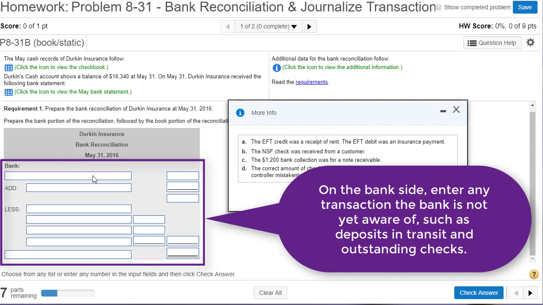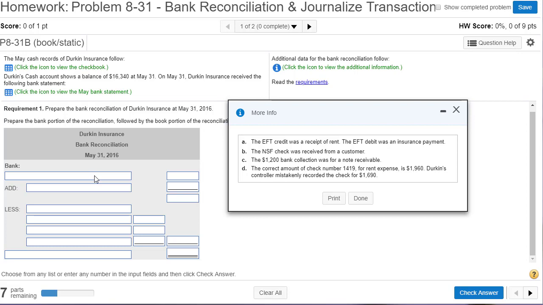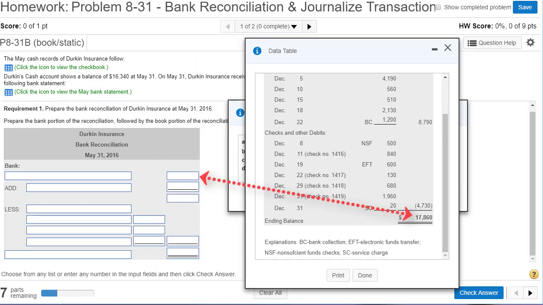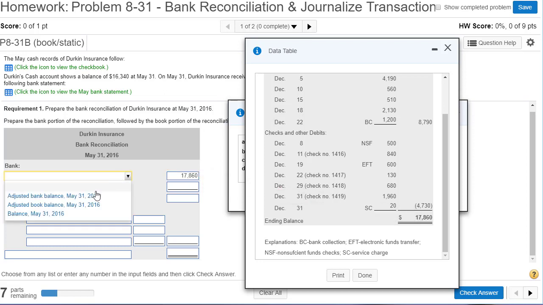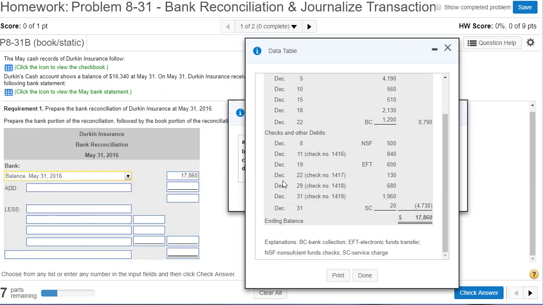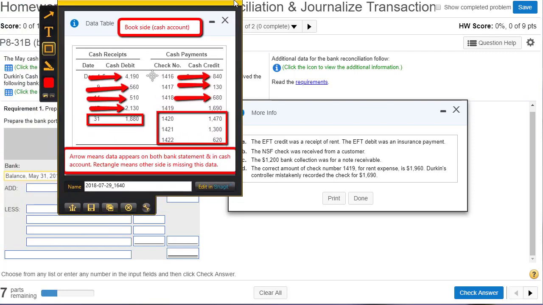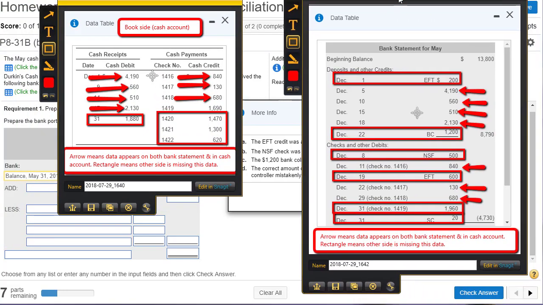But before we do that, we had to put in the balance. So let's see what the balance was on the bank statement. The balance was $17,860. So we're going to copy this over here. That's the end of the month balance. All right. Now again, let's bring back our two windows.